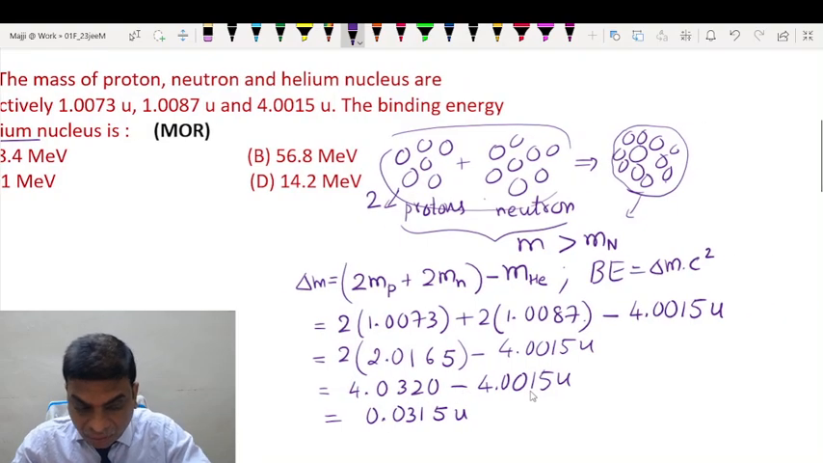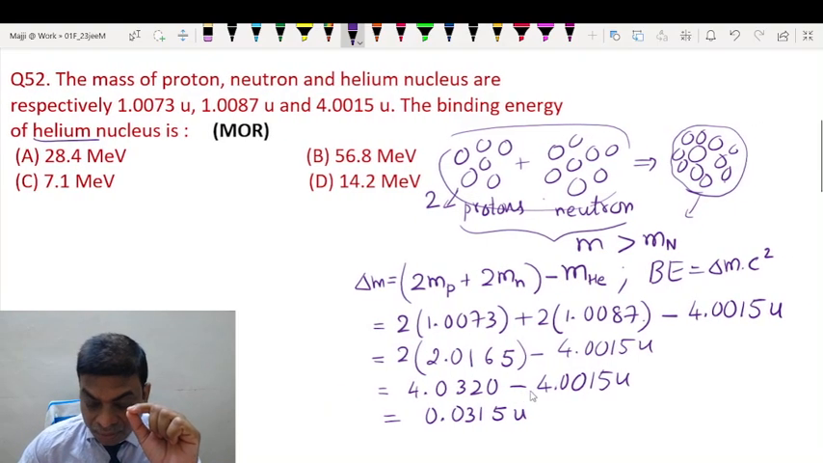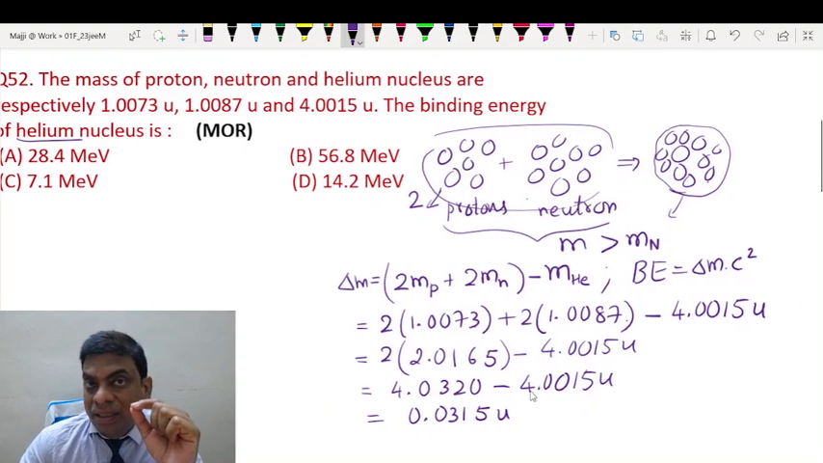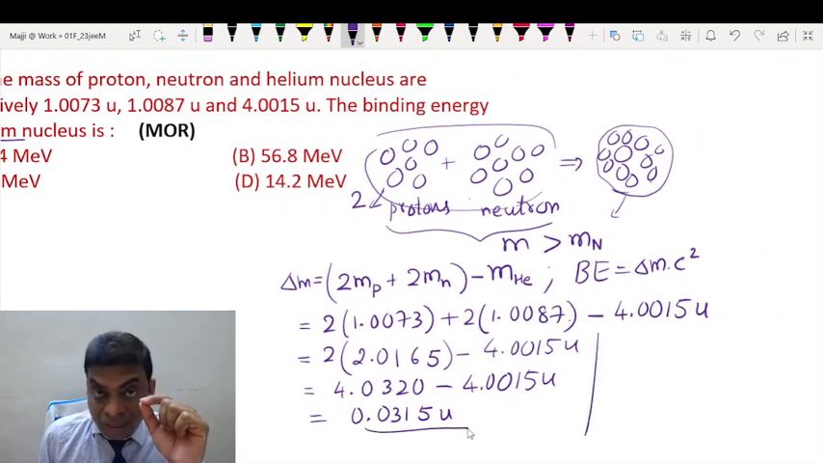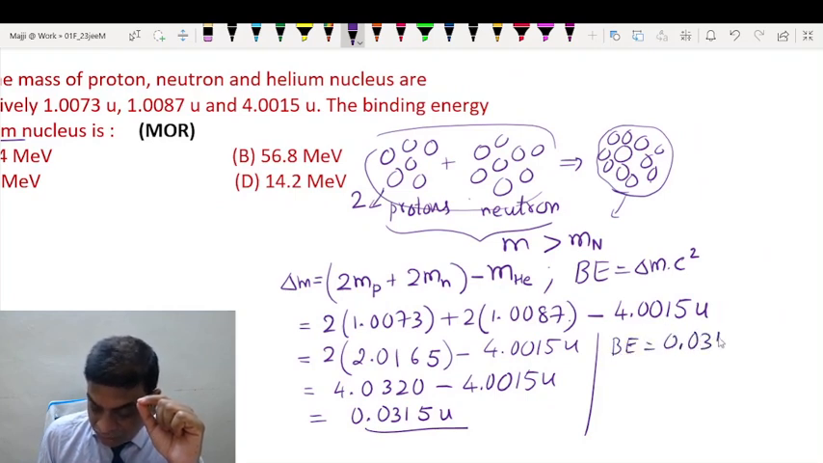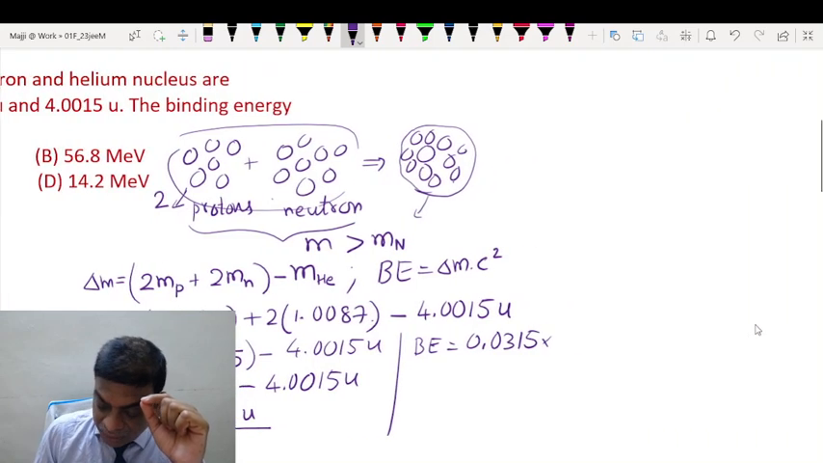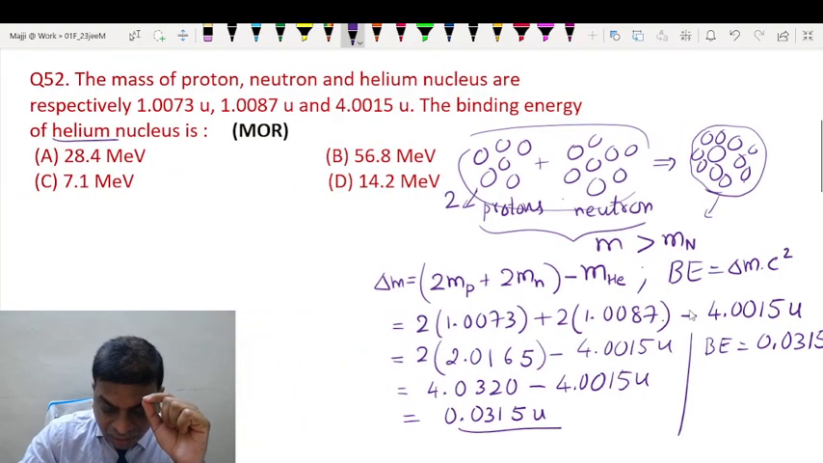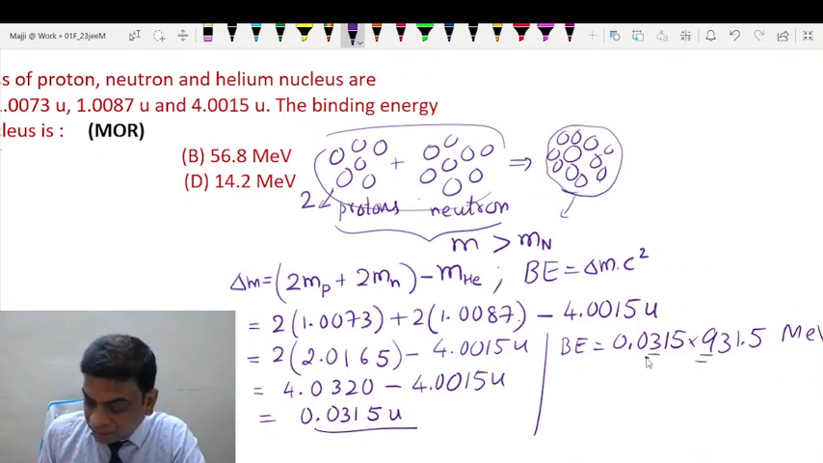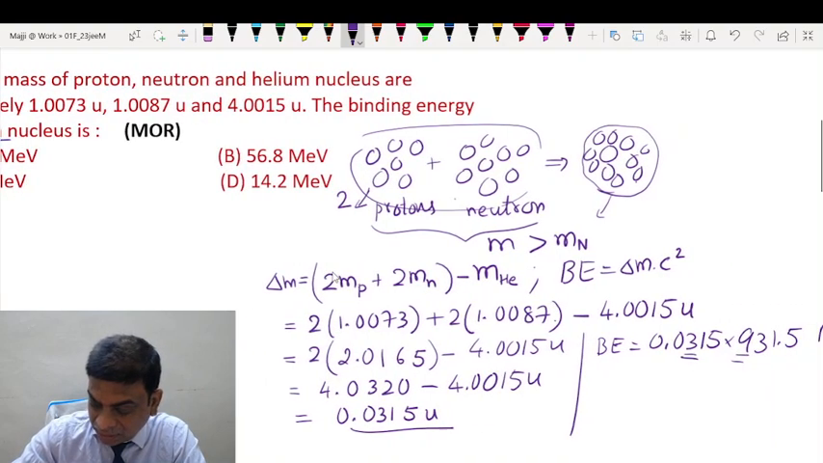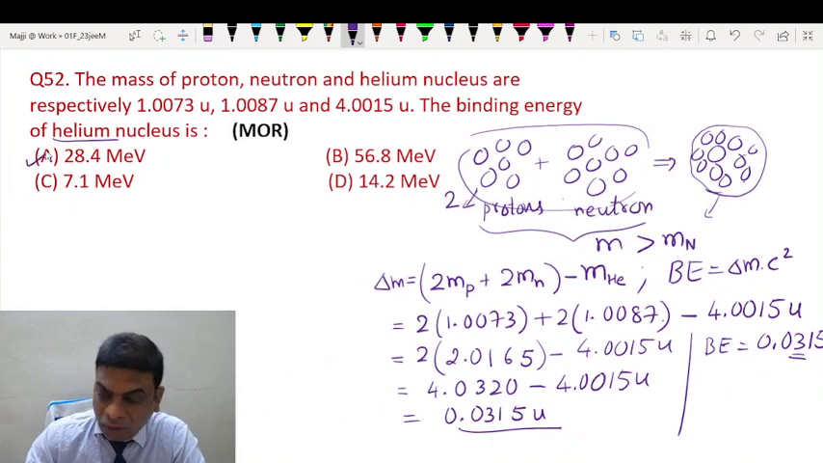Now we know that corresponding to 1 AMU, the energy released will be 931.5 million electron volt. So corresponding to this much mass defect, the binding energy will be 0.0315 multiplied by 931.5 million electron volt, because the options are in million electron volt, you can see. Now you can see that 9 times 3 is 27. So slightly more than 27, that is 28.4. A option is the correct option.